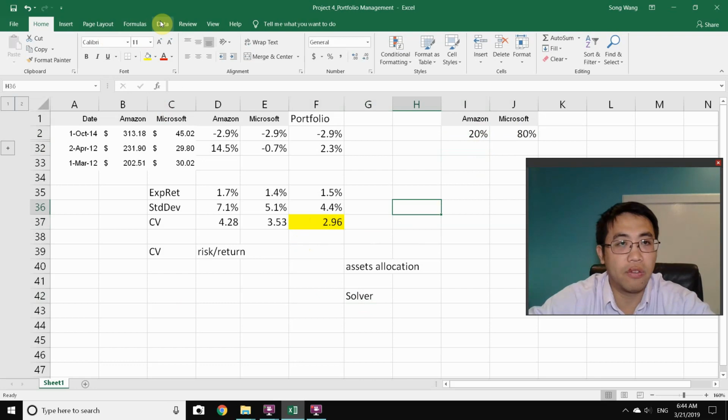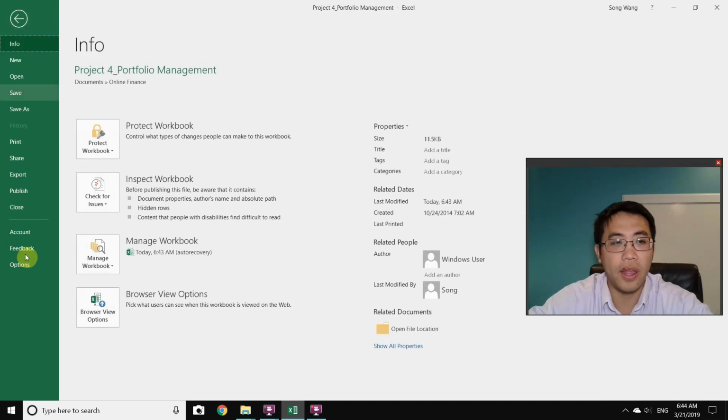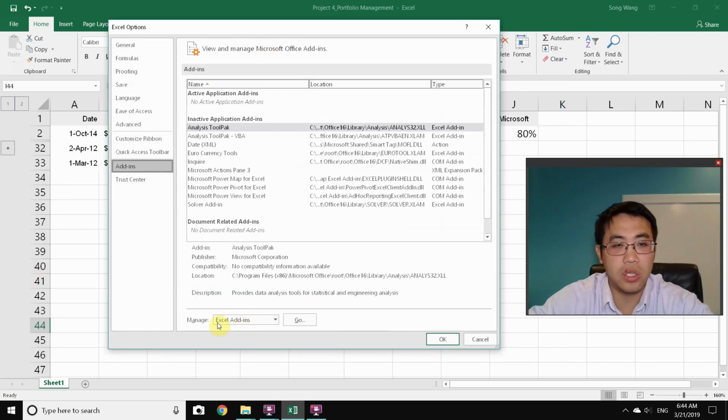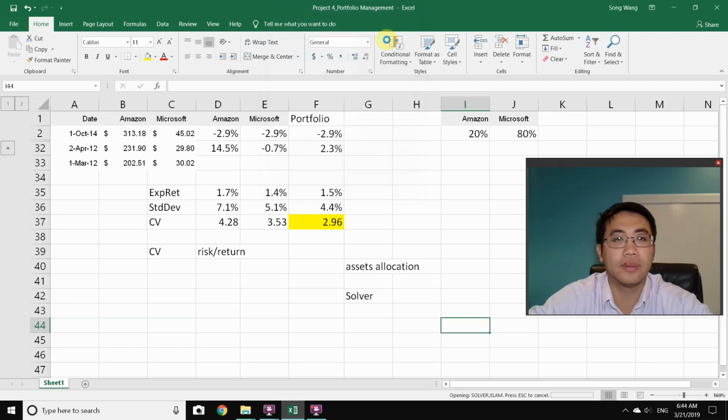So you need to first install Solver. So here are the exact steps you need to follow. You need to hit File, and then hit Options. All right, and then you will see Add-ins. You see Add-ins is right here. And then do you see the Manage Add-ins? Click Go. All right, and right here you have different tool packs. I want you to hit Solver Add-in. Make sure this is checked, and then hit OK.